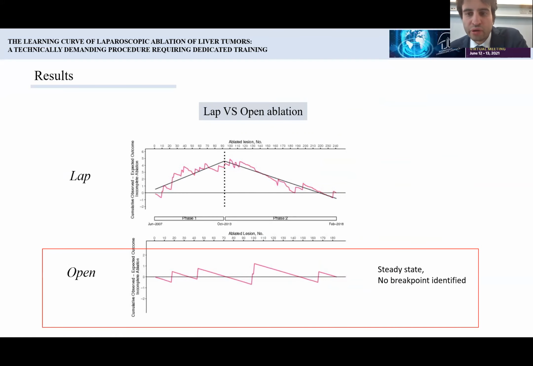Interestingly, when comparing the QSUM curve of laparoscopic ablation with that of open surgical ablation performed during the same time period, we observe that no breakpoint could be identified in the curve of open ablation. This indicates that proficiency in open surgical ablation was already present when laparoscopic ablation was started. Despite this, a significant learning period was needed to master laparoscopic ablation. This confirmed that laparoscopic ablation has its own specific difficulties compared to open surgical ablation.